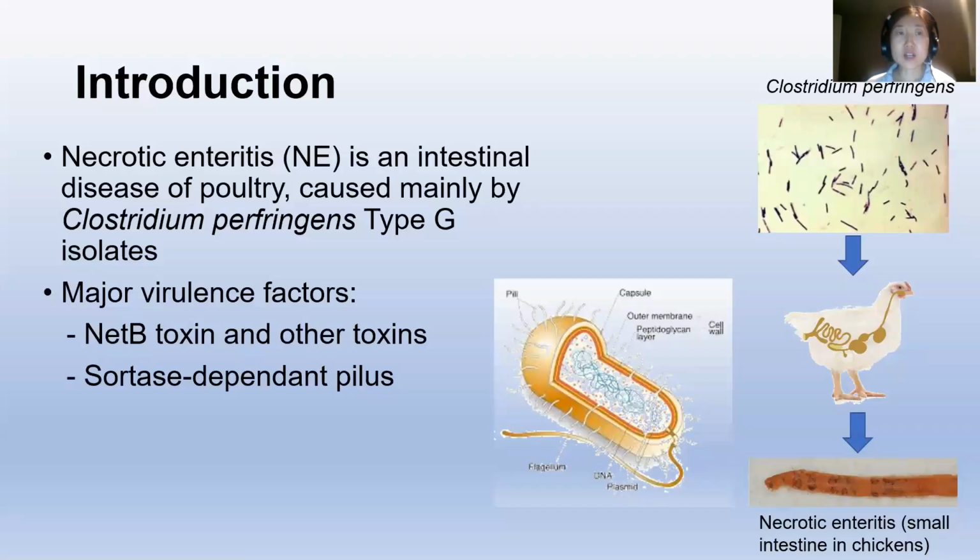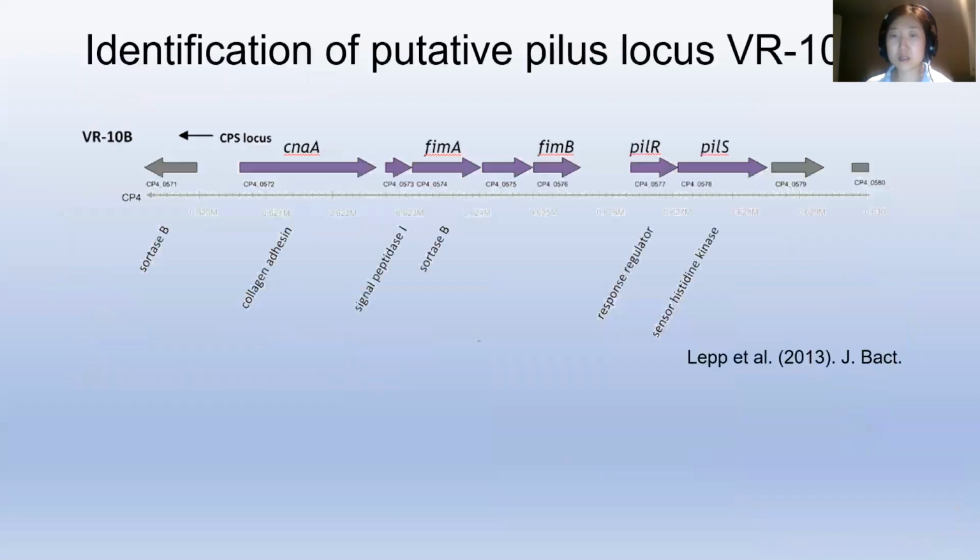Introduction. Necrotic enteritis is an intestinal disease of poultry caused mainly by Clostridium perfringens type G isolates. As you may know, there are two groups of major virulence factors in the pathogen: NetB toxin and other toxins, and sortase-dependent pilins.